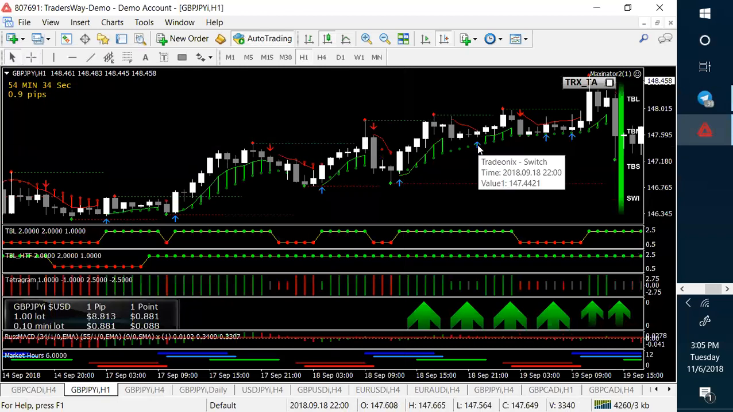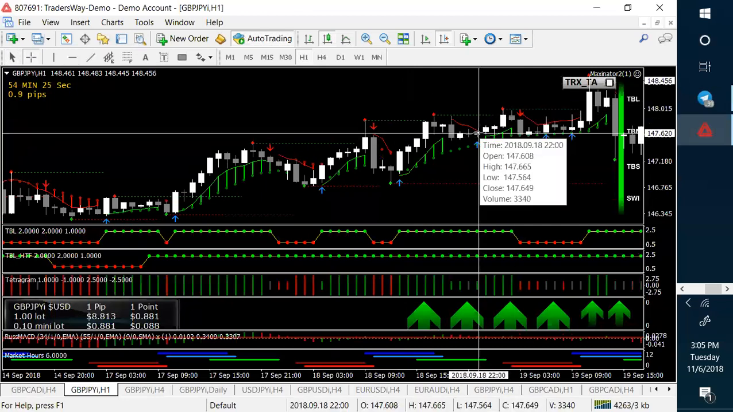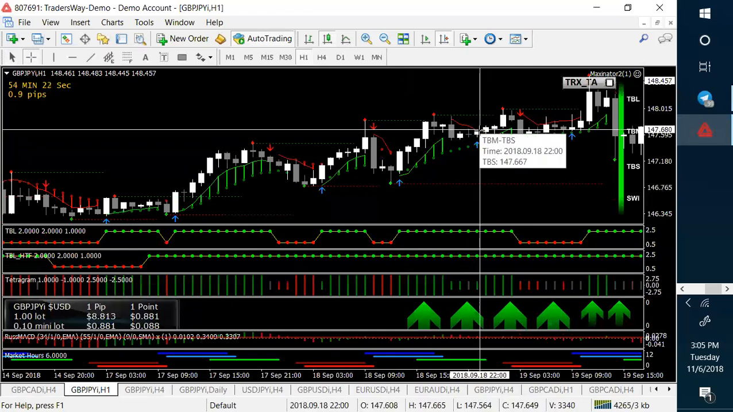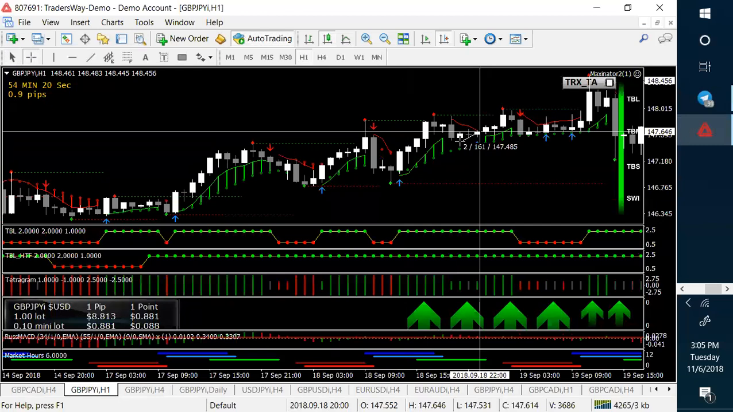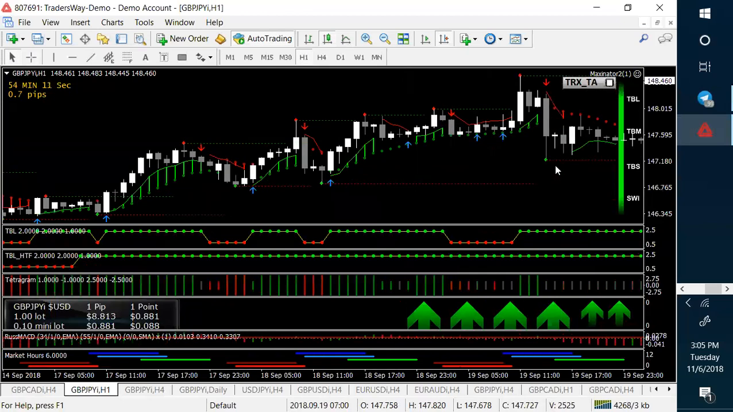September 18th at 22 hours. We have a similar setup. Everything's going in our favor. Even the tetragram gave us a new signal to go long. Okay, it goes 37 pips, so more than twice of what we would have expected. September 20th.